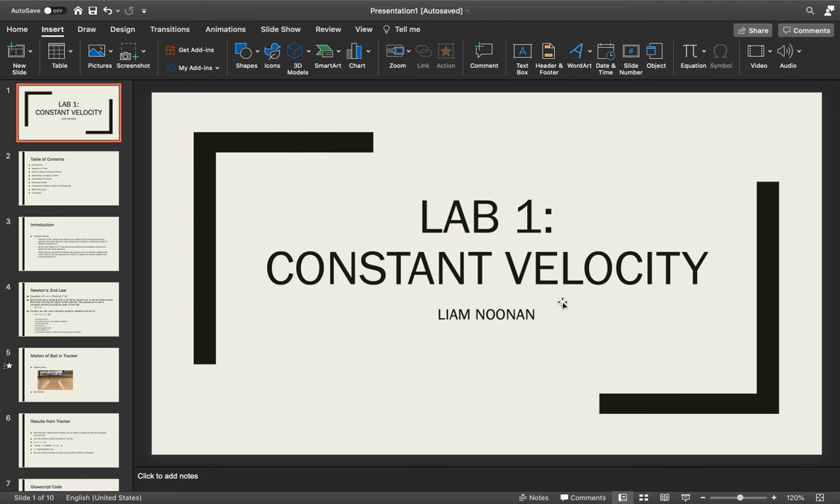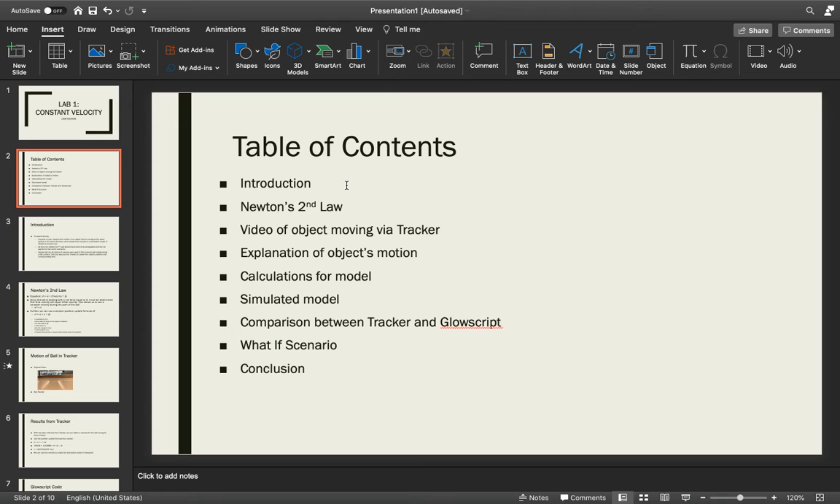This is lab 1 dealing with constant velocity. Here's a table of contents. I'll do an introduction followed by explanation of Newton's second law. I'll show a video of an object moving in Tracker, explain this motion, and give some various calculations for our model. We'll actually run the simulated model in GlowScript. We'll compare the two and then have a what-if scenario before the conclusion.